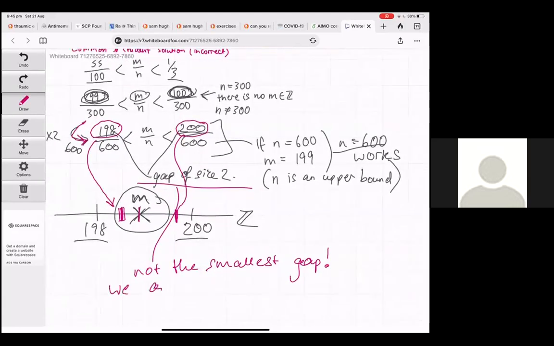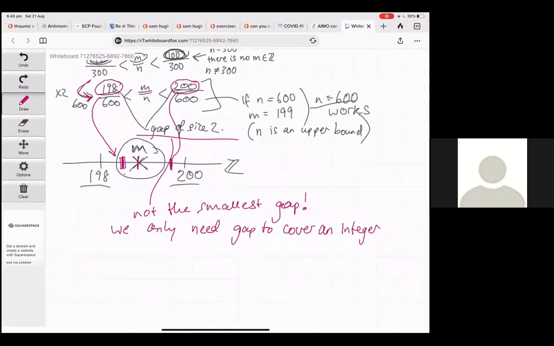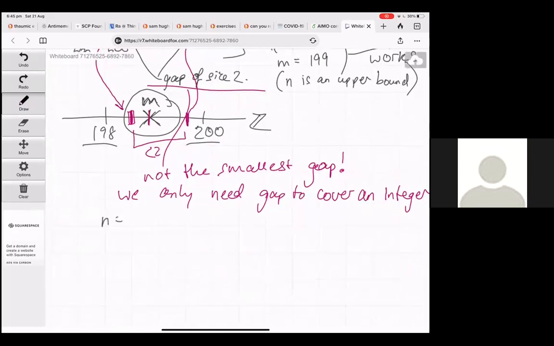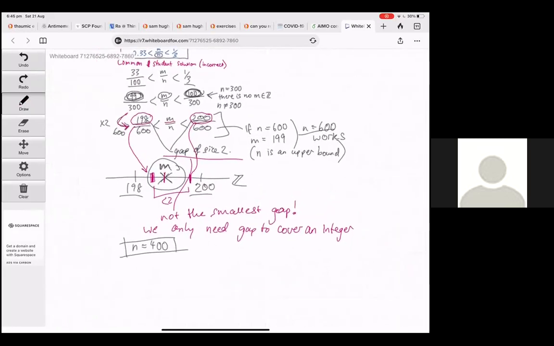So all we need is that the gap covers an integer. So that's just another way of saying I want to be able to squeeze an integer between these two values. Okay, and obviously this gap is smaller than 2. So just as a really concrete example to prove why 600 is not actually the smallest, well, let's try n equals 400 and just see what happens. And I'll show you that this gives you an integer value m.